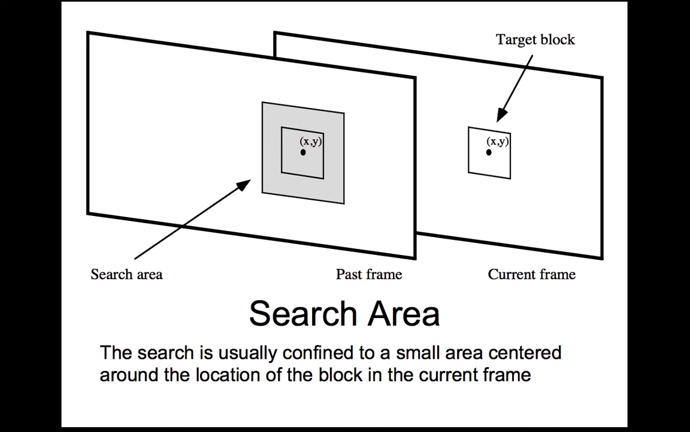So usually what happens is the search area is confined to a small area centered on the location in the current frame. If you had an algorithm that was looking for something that looked like a plane in satellite images, you would probably center the search around where you actually expected the plane to be, for example.